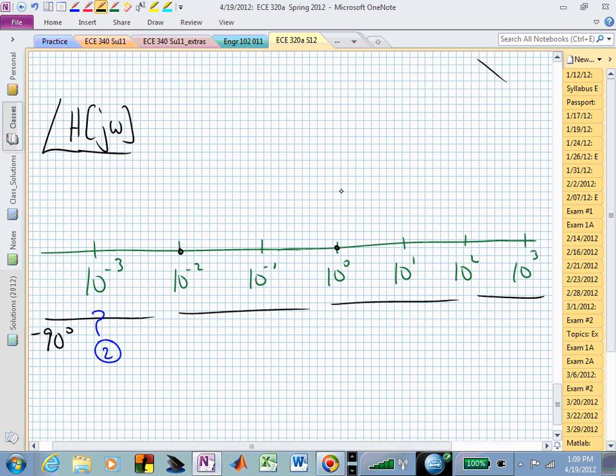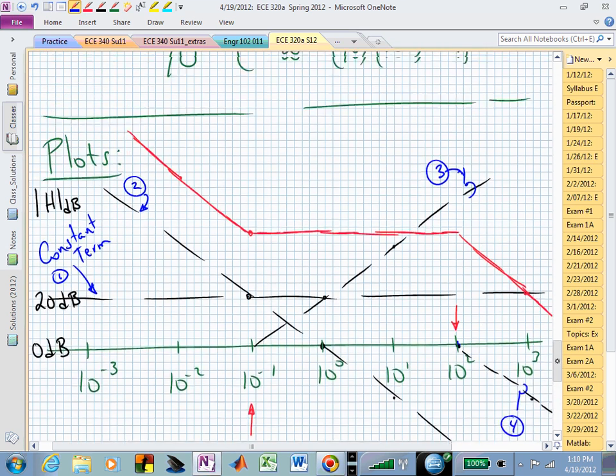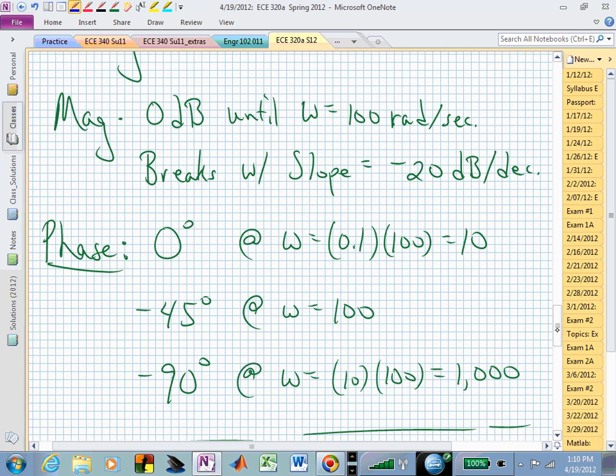And we should get to plus 90 degrees after a decade above the break frequency. Does that look right? What about the 4th term? Now our break is at 100, but remember, this starts a decade before. So we need to turn it on at 10 and turn it off at 1,000.